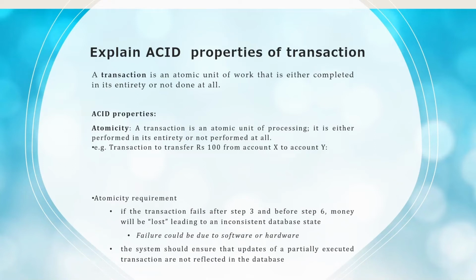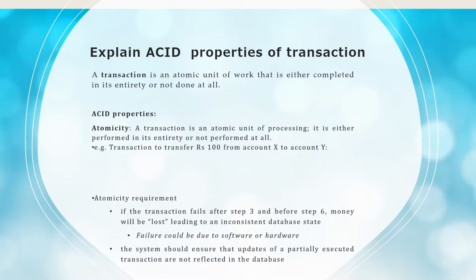So the next question is: explain ACID properties of a transaction. A transaction is an atomic unit of work that is either completed in its entirety or not done at all. A transaction has four properties, known as ACID, where A is for atomicity, C is for consistency, I is for isolation, D is for durability.